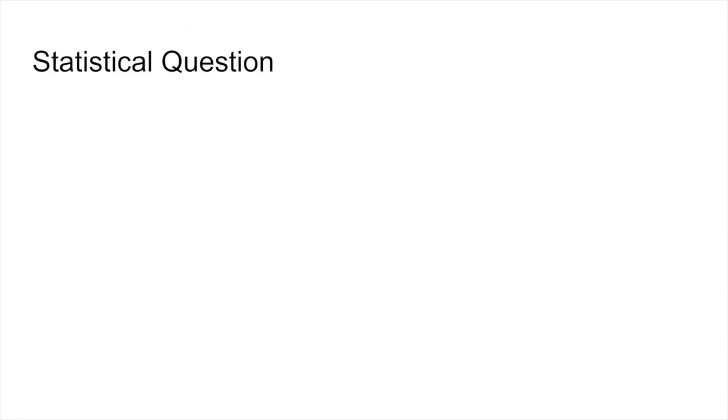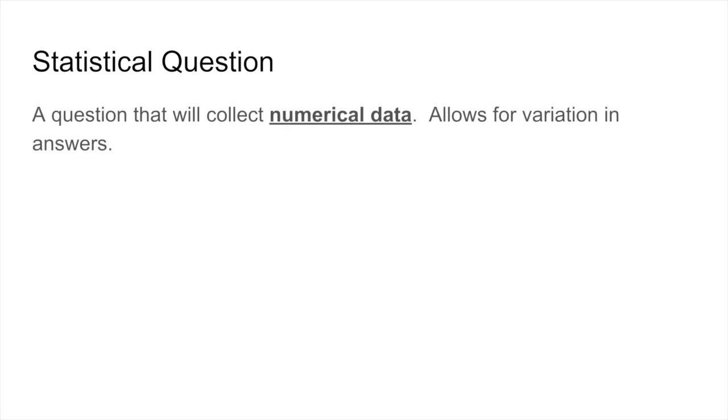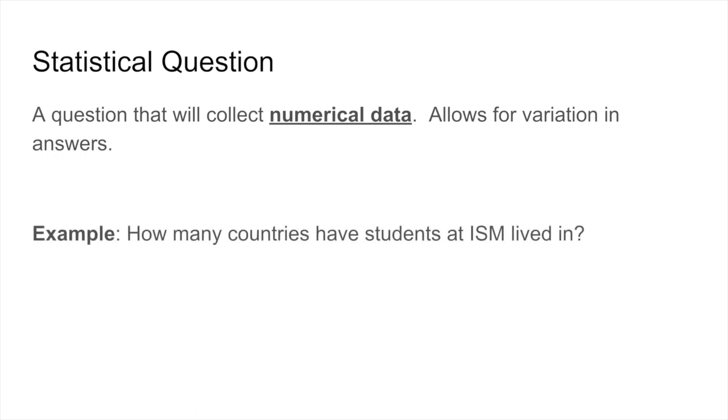So this data is collected by questions. So we're going to focus this year on statistical questions. A statistical question is a question that collects numerical data. It allows for there to be variation in the answers, which means that there's not just one correct answer. So an example would be, how many countries have students at ISM lived in? There's not just one answer to this question. Everyone's answer would be a number because I'm asking how many countries, not which ones. But depending on who I ask, there can be a different correct answer. So if I asked Johnny, he would give me one answer. If I asked Fatima, she might give me a different answer.